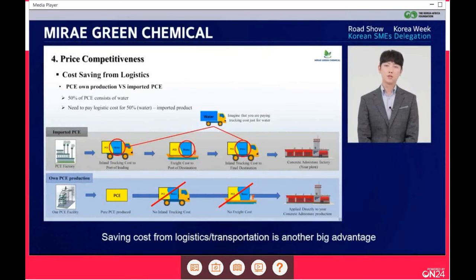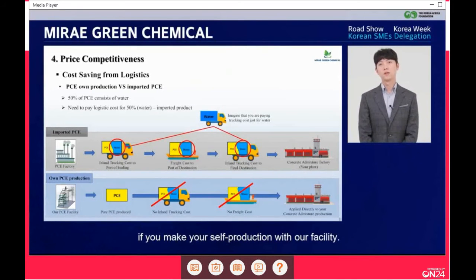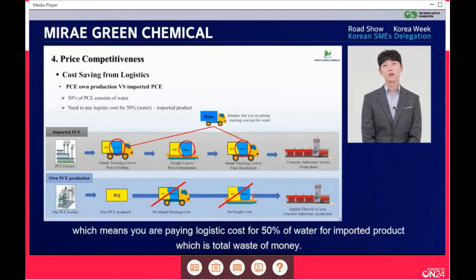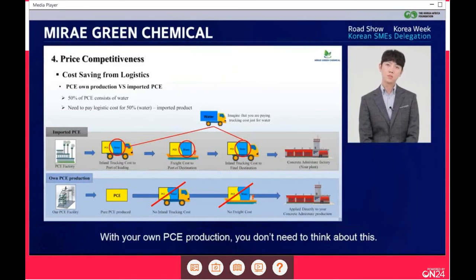Saving costs from logistics and transportation is another big advantage if you make your self-production with our facility. 50% of finished PCE consists of water, which means you are paying logistic costs for 50% of water for imported product, which is a total waste of money. With your own PCE production, you don't need to think about this.